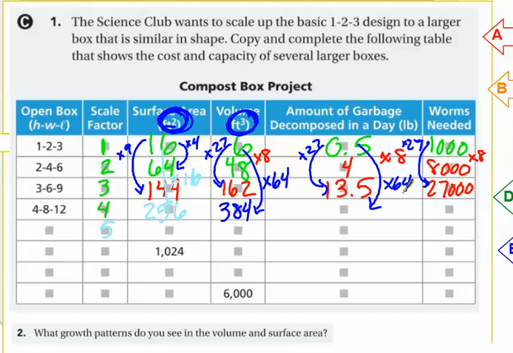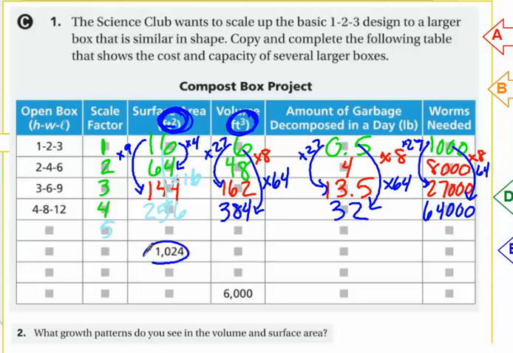So 1/2 of 64. 64 times 1/2 will give me 32. 1,000 times 64 will give me 64,000. And I would continue that trend.